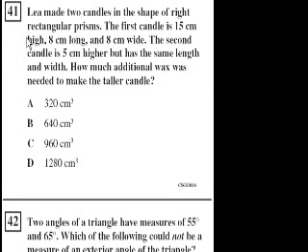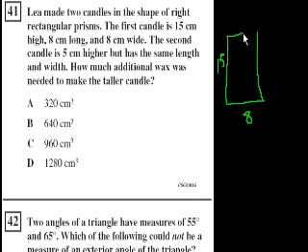We're on 41. Leah made 2 candles in the shape of right rectangular prisms. So I'm assuming when they say right rectangular prism, they mean a kind of 3-dimensional rectangular shape. The first candle is 15 centimeters high, 8 centimeters long, and 8 centimeters wide. So let's see, it's 15 centimeters high, so that's 15. 8 centimeters long, so maybe that's 8. And 8 centimeters wide, so maybe it goes back 8, right? So it'll look something like that.